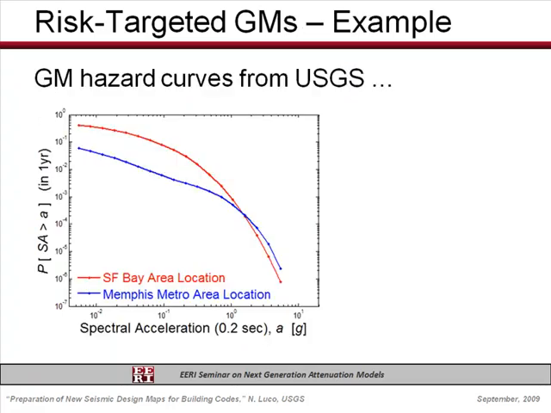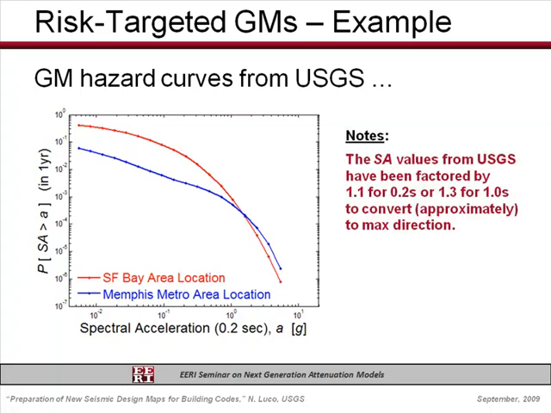and I'm going to go through this calculation for a couple different locations. I use these two locations because they're really illustrative of why we bother to do this risk-targeted ground motion calculation: a San Francisco Bay Area location versus a Memphis metropolitan area location. And so these are hazard curves from the USGS, again showing ground motion versus probability of exceeding that ground motion in about 1 year. The red curve for San Francisco and the blue for Memphis.